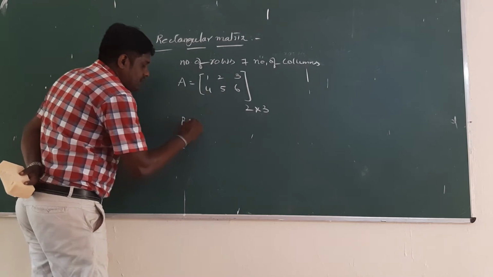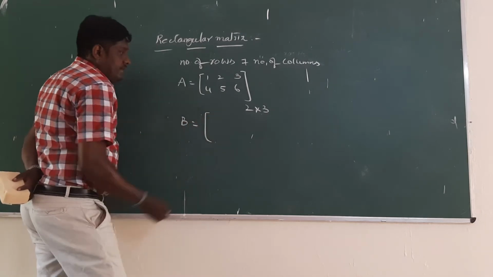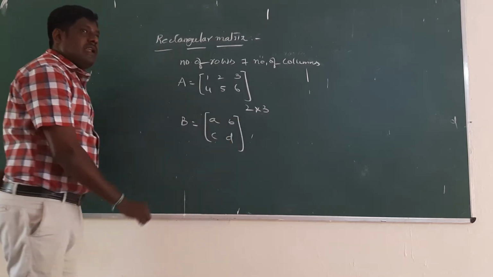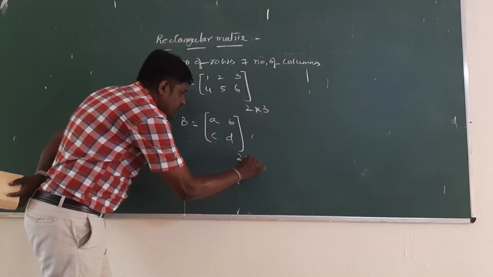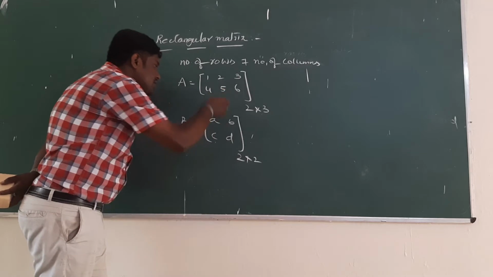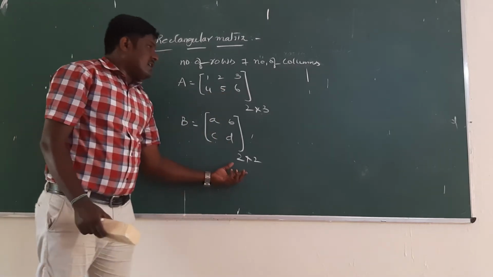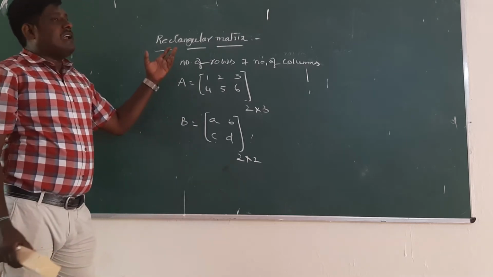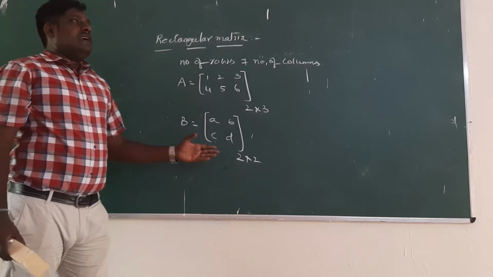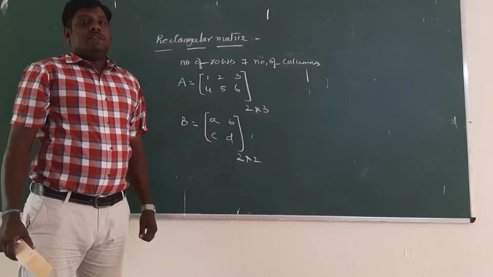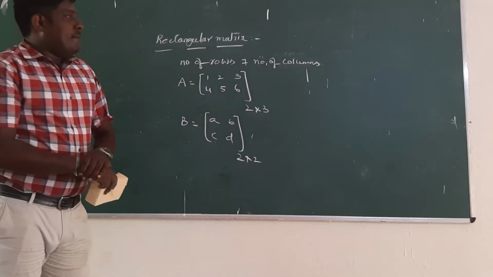See the next example, matrix B: A, B, C, D. What is the order of this matrix? 2 by 2, with 2 rows and 2 columns. But it is not a rectangular matrix, because here the number of rows is equal to the number of columns.